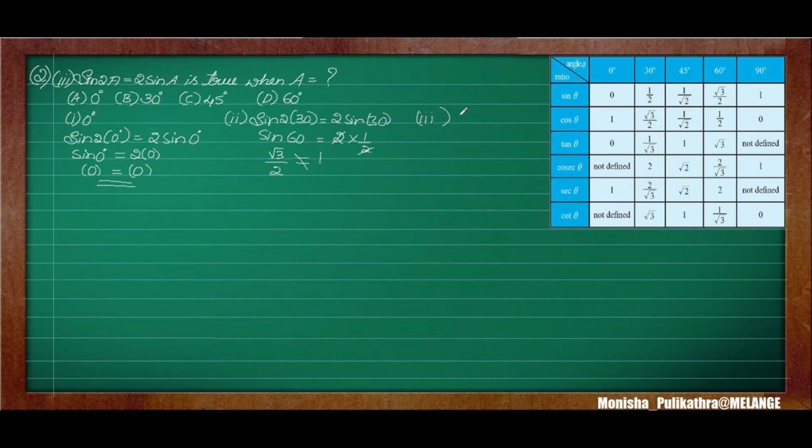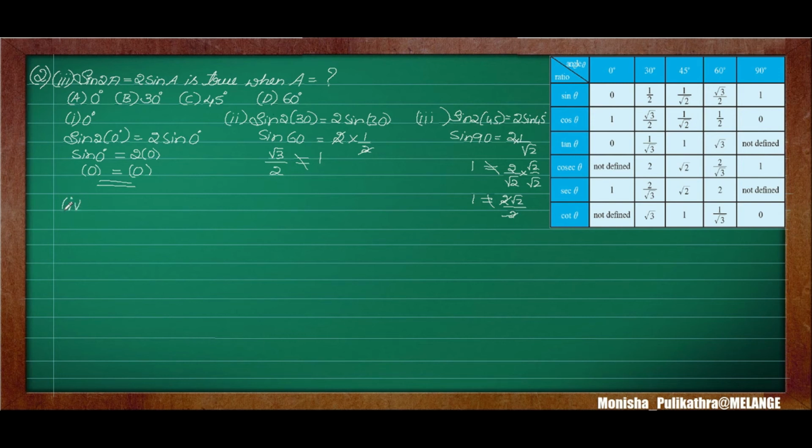Moving on to the third case, that is 45 degree. That is sin 2 into 45 is equal to 2 sin 45. Sin 45 is 1 by root 2. So sin 2 into 45 is sin 90, equal to 2 into 1 by root 2. Sin 90 is 1, whereas 1 is not equal to 2 by root 2. Even if we rationalize, it will become 2 root 2 by 2, so again it is not equal. So 45 is also not the option.